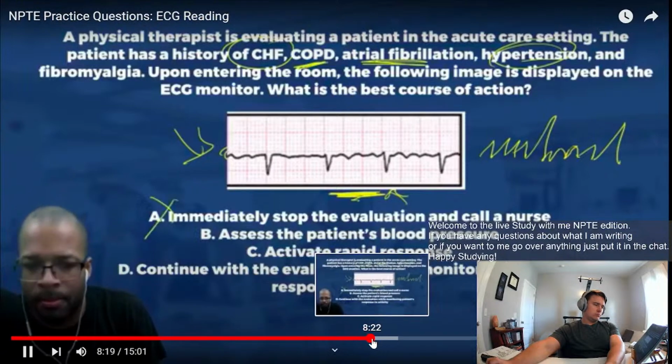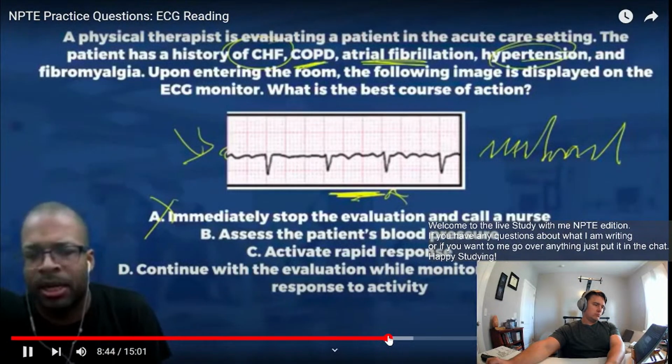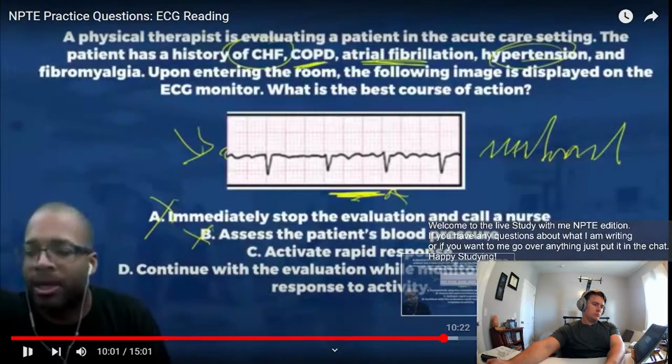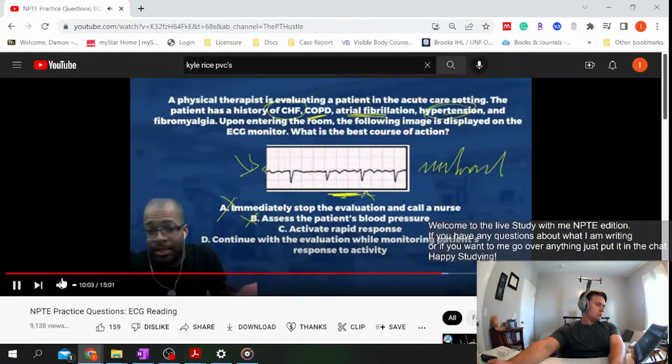All right, let's look at B. It can impact blood pressure, but B, I don't like it. Would I want to check the patient's blood pressure? The patient monitor with it, which is to be expected.